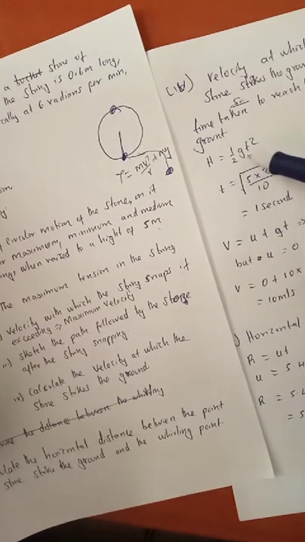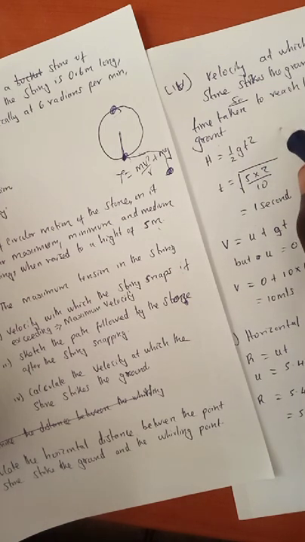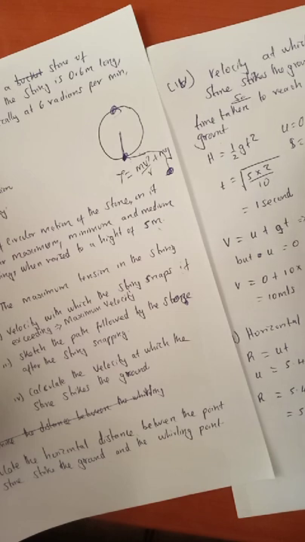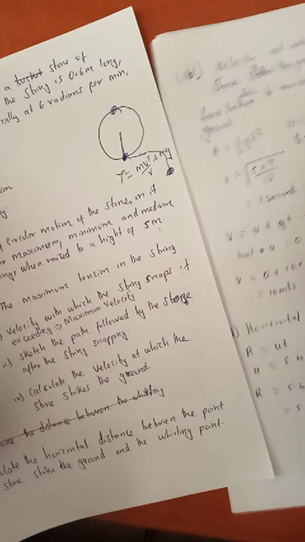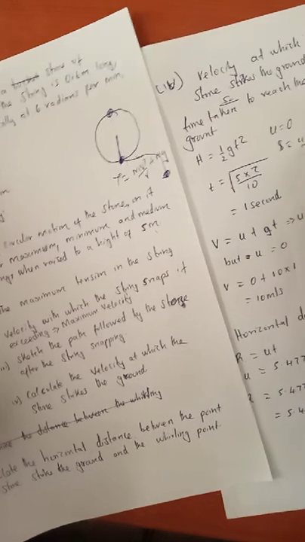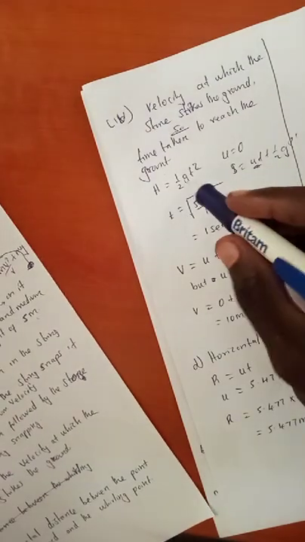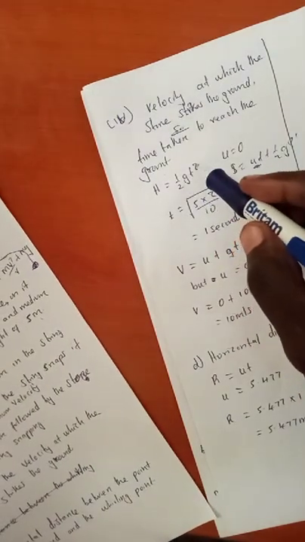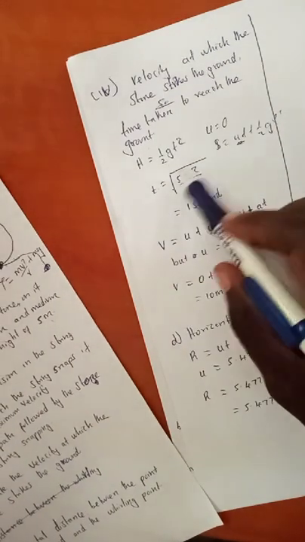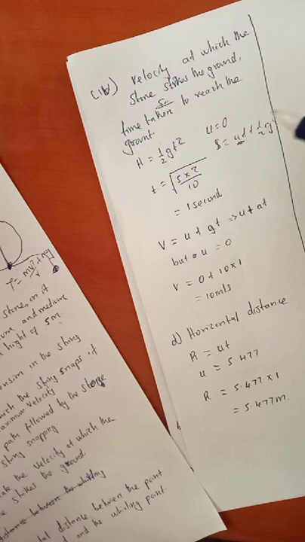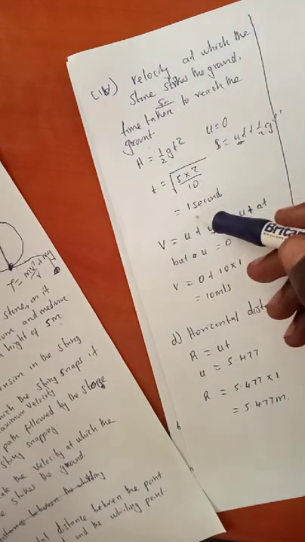So for free fall, we say that h is equal to a half gt squared, because the initial velocity is 0, from s is equal to ut plus a half gt squared. When u is 0, the formula remains a half gt squared. Therefore, t will be given as the square root of 2h over g. So when you make it the subject, t becomes 1 second.